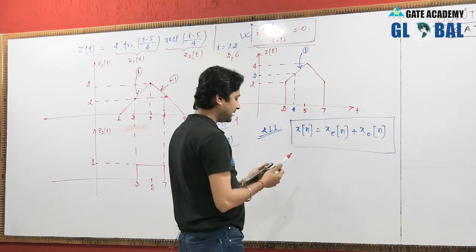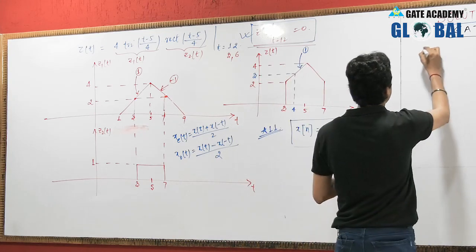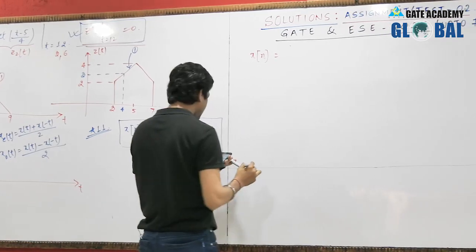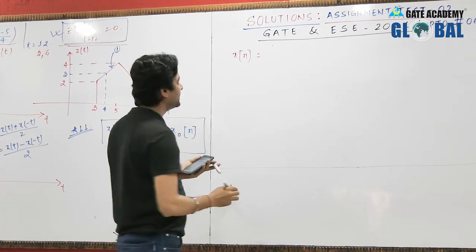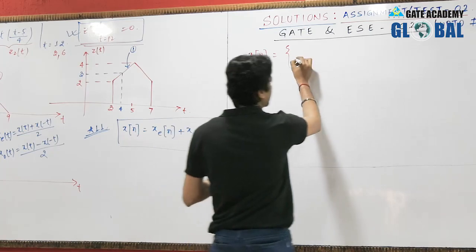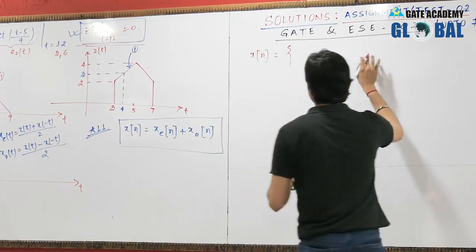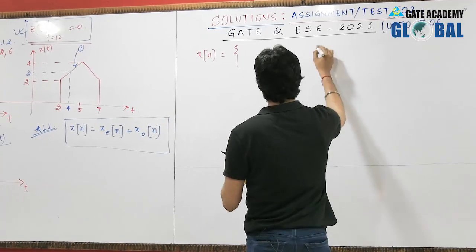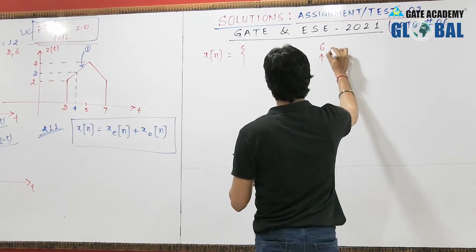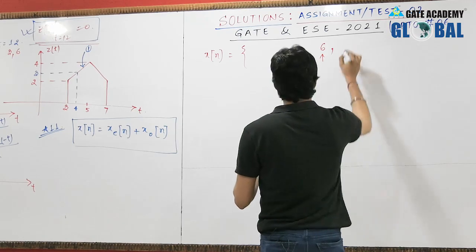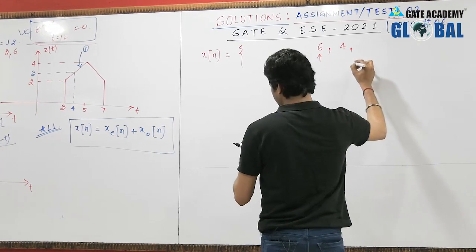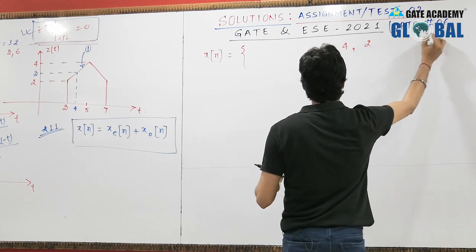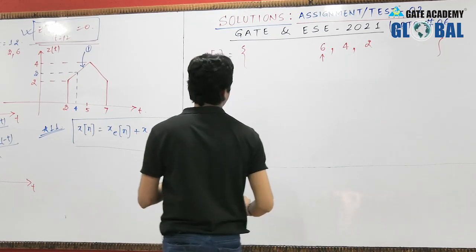These values will always get satisfied. So we are given x of n, which I can write in the form of a sequence representation. We are given x of n only for n greater than or equal to 0. We don't have any idea how the values of signal x of n are going to be before n equals 0, but at n equals 0 the value is 6. At n equals 1 the value is 4, and at n equals 2 the value is 2.